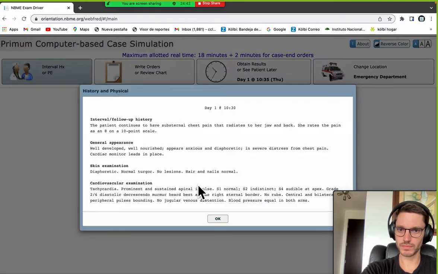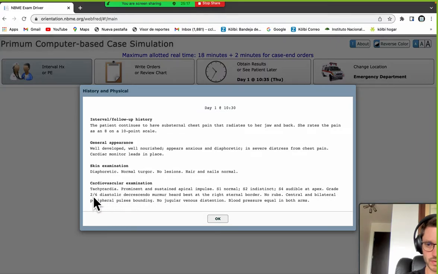Okay, so the patient continues to have substernal chest pain that radiates to her jaw and back. She rates the pain as 8 out of 10. Well nourished, appears anxious and diaphoretic, in severe distress from chest pain, cardiac monitor leads in place, diaphoretic. Tachycardia. Prominent and sustained apical impulse, S1 normal, S2 indistinct. A2, P2, what about that? S4 audible at apex. Grade 2 to 6 diastolic decrescendo murmur. No rub, central and bilateral pulses bounding.